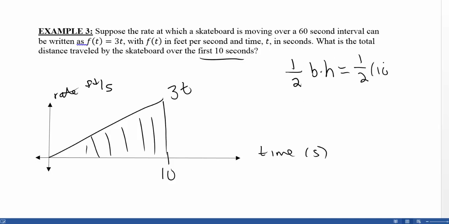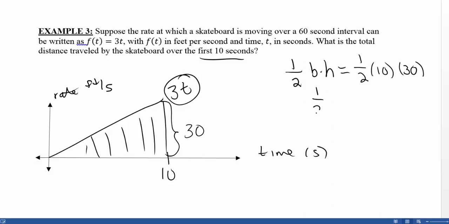The height, however, is a little more complicated. So my height here is dictated by the function 3t. My height would be the corresponding y value for this function for any given t value, which means that if I take t equals 10 and plug it into my function, that will give me the corresponding height or y value at this point. So if I plug a 10 into 3t, I get 30. So that means this has to be 30.